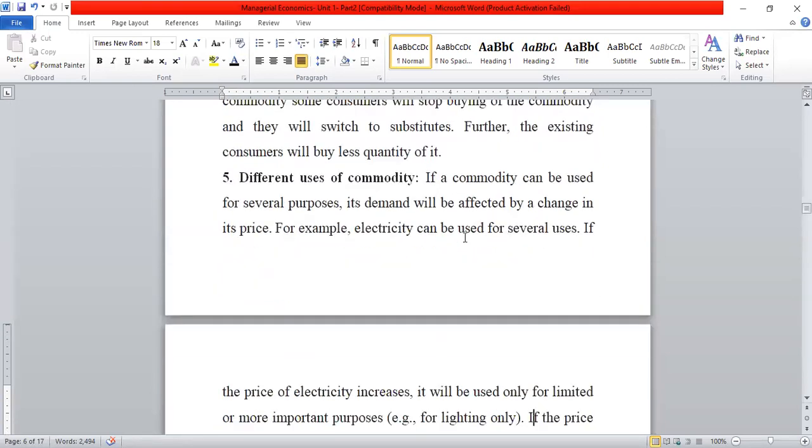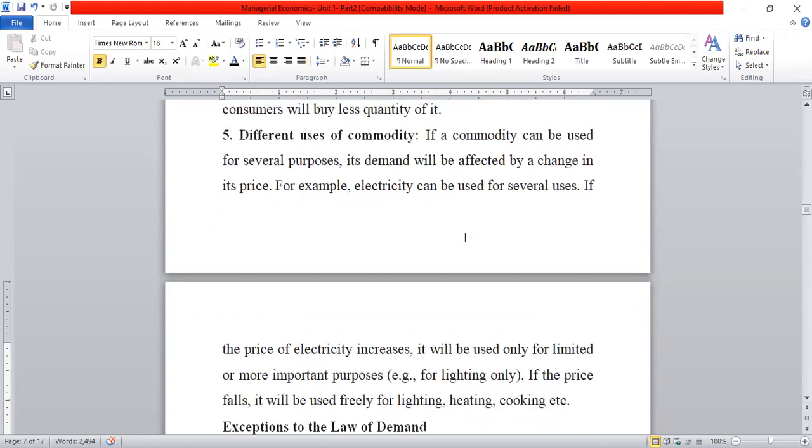Then different uses of a commodity. If a commodity can be used for different purposes, its demand will be affected by a change in its price. A common example is electricity, because we use it in several ways. If the price of electricity increases, it will be used only for limited or more important purposes, for lighting only, and we cut down some of its uses because we have to pay a higher bill to the electricity board. So if the price falls, it will be used freely for lighting, heating, cooking, etc.